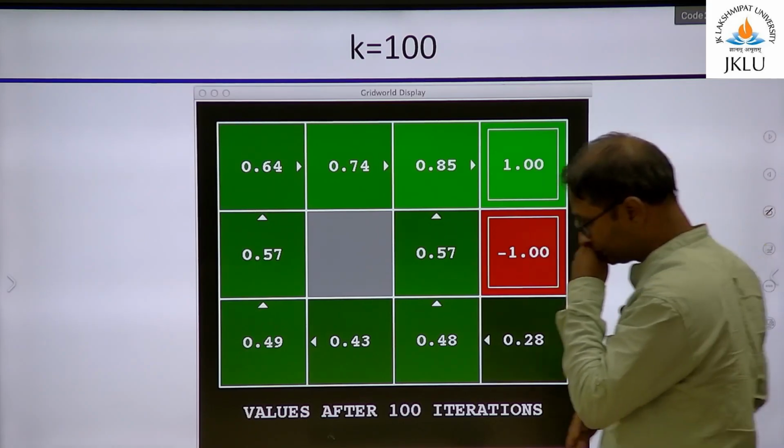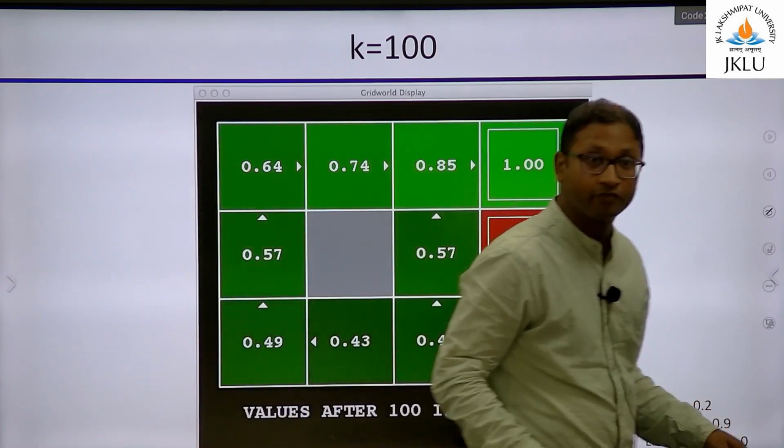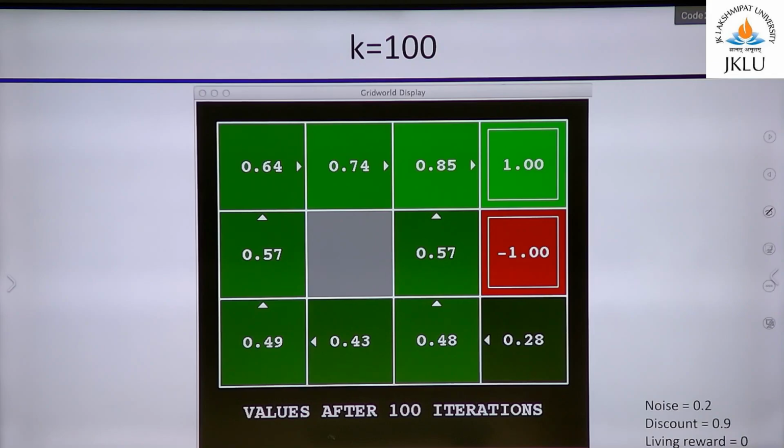Converge because of what? It will converge because of these discounts. If you don't have discounts, then things will not converge, right? Chalo.